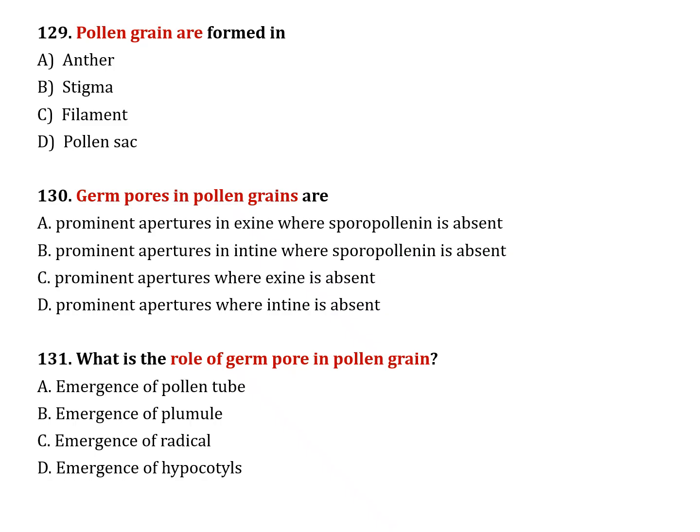Pollen grains are formed in option A anther, option B stigma, option C filament, option D pollen sac. Correct answer is option D, pollen sac. The next question, number 130.